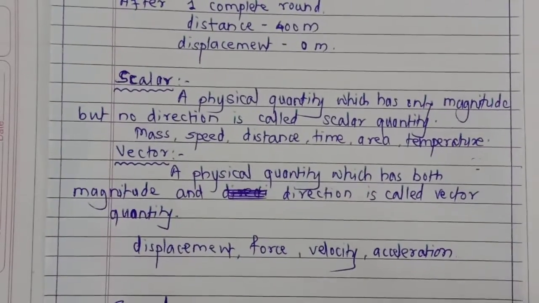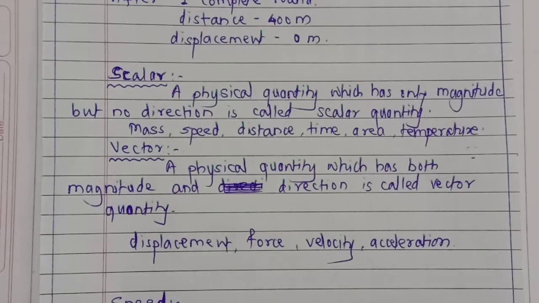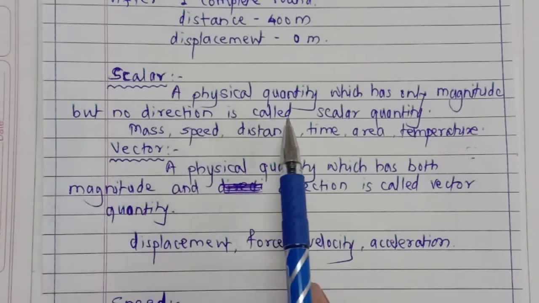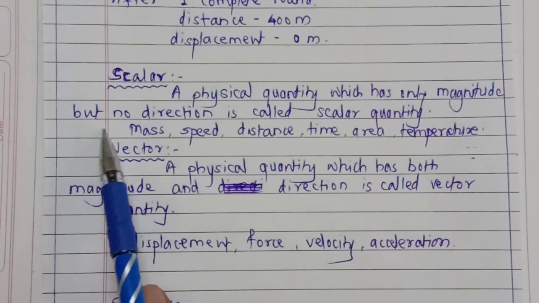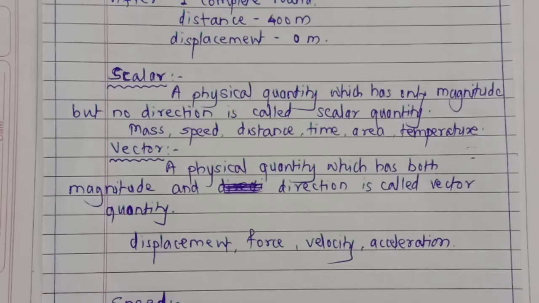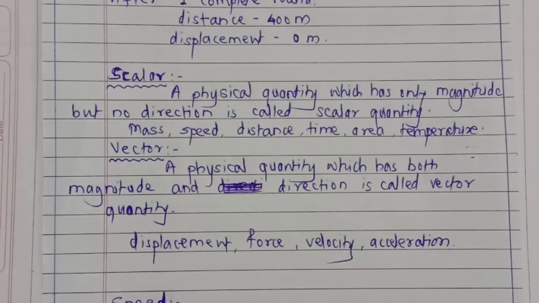Next concept related to this is scalar and vector quantities. So what is meant by a scalar quantity? A physical quantity which has only magnitude but no direction is called a scalar quantity. Means here these quantities, we can take the numerical values of these quantities, but we need not know their direction, or they don't have a direction.